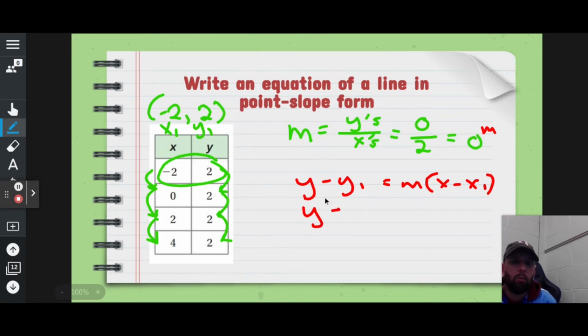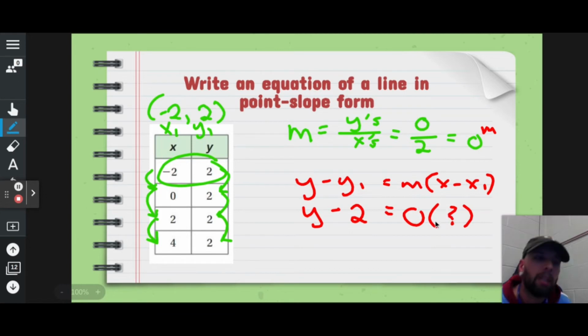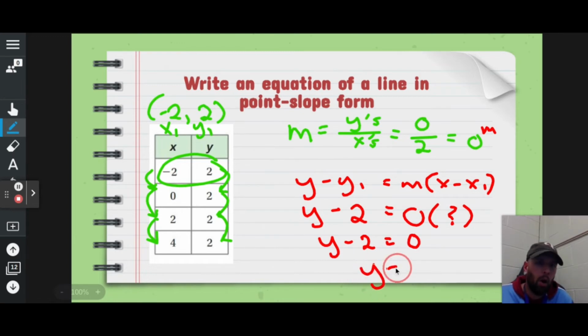Y minus y sub 1 is y minus 2. That's going to equal m, which is nothing, times, well, who cares? Because in reality, that could be like the Queen of England, rest in peace, living inside of that parentheses. It doesn't matter. If you're multiplying it by 0, you just get 0. So y minus 2 equals 0. Technically, that's point slope form. If you wanted to be a little clever, if I add 2 to both sides, then I get y equals 2. And you know what? That is the equation of a line.